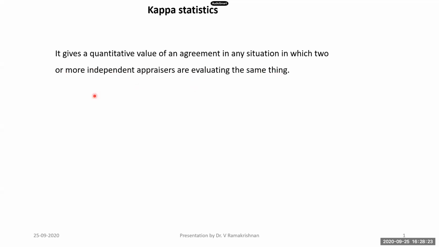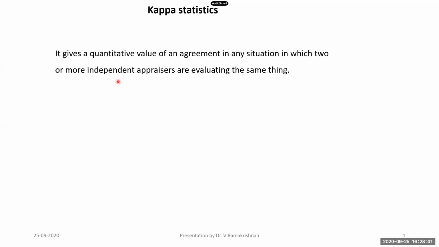For example, your object is there. The object is a correct object and it has to be passed. And two appraisers are given this object. One appraiser says no, it has failed, and another appraiser says no, it has passed. Then there is a disagreement between them. If both of them say that the object is passed, then there is a perfect agreement between them.